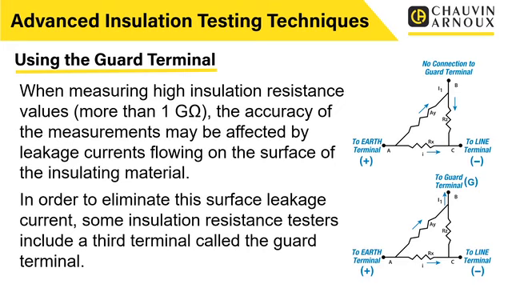The accuracy of the measurements may be affected by leakage currents flowing on the surface of the material. So not through the insulation, which is what we're trying to measure. We're trying to measure the insulation. This is almost leaking around the insulation. So again, you may get false readings. You may get readings that appear lower than you were expecting, and that might lead you to think that equipment is damaged or faulty, when actually it is just surface leakage currents. So in order to eliminate the surface leakage current, some insulation resistance testers include a third terminal called the guard terminal.